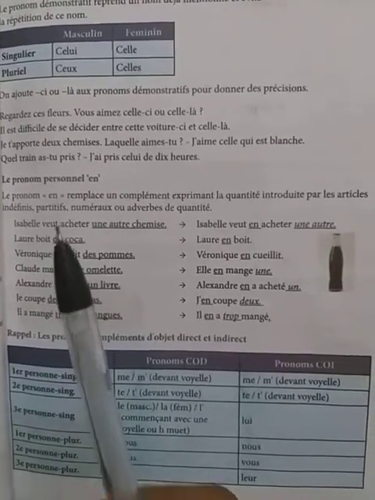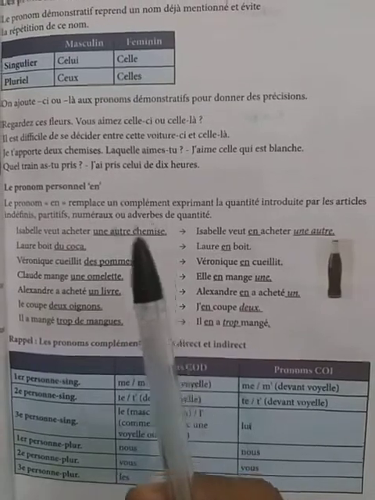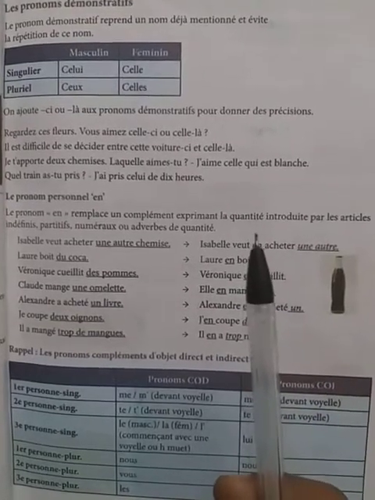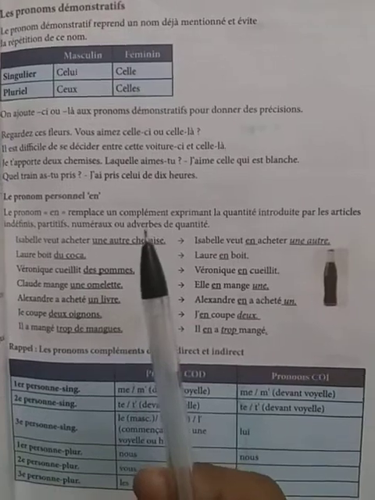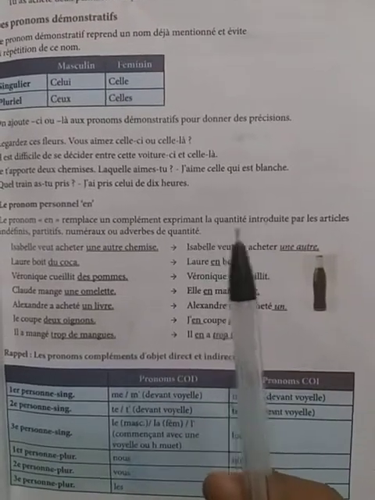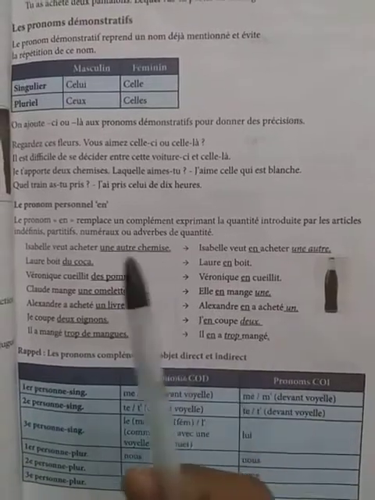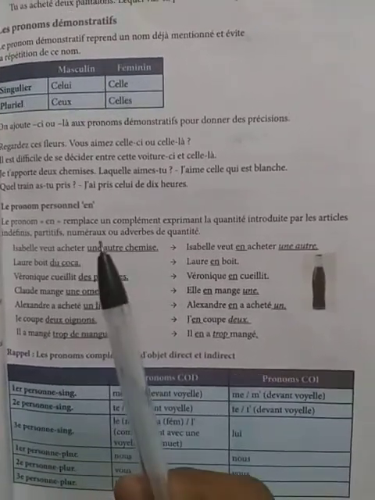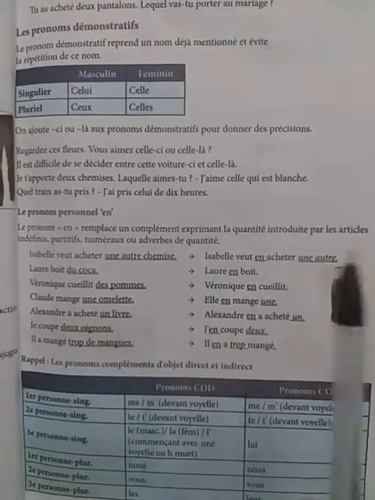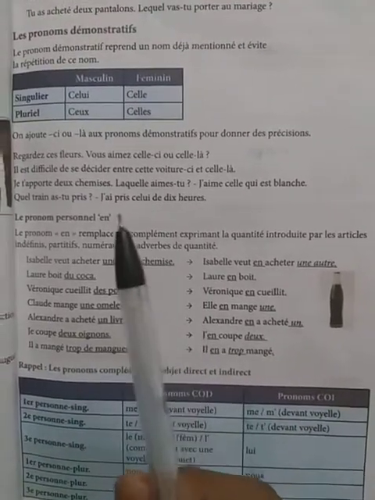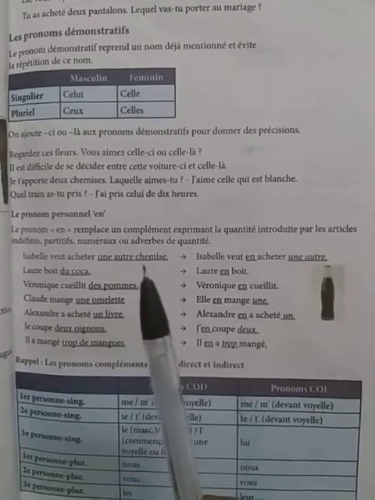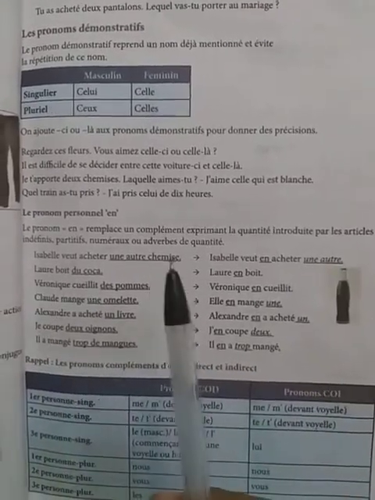The pronoun en replaces a complement. Where do you have to use this? If you replace any complement expressing the quantity. Recall, we are recalling it because you finished it last year. The en pronoun replaces the complement expressing the quantity introduced by the articles. What articles? Indefinite articles, partitive articles, numbers or adverbs of quantity. If any quantity is introduced by these types of articles, you can replace it by this personal pronoun en. Clear? How to use it? If any quantity is introduced by these particular articles.